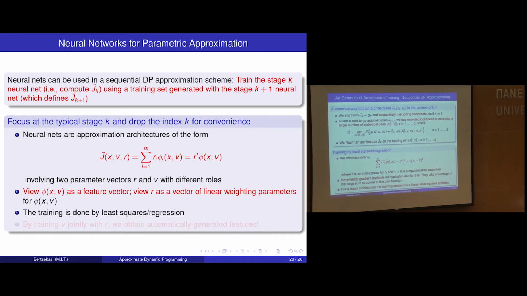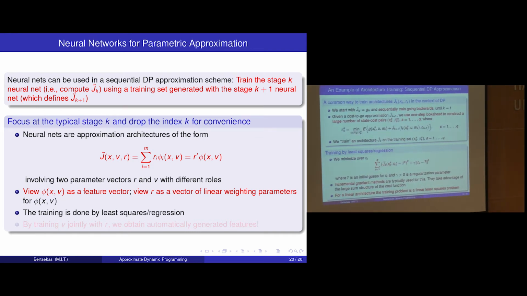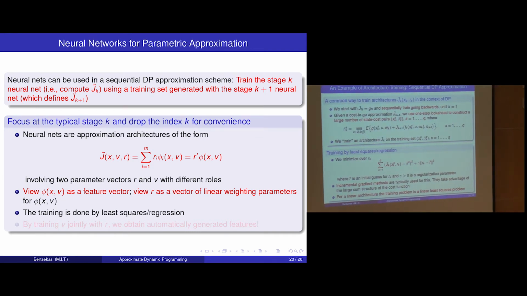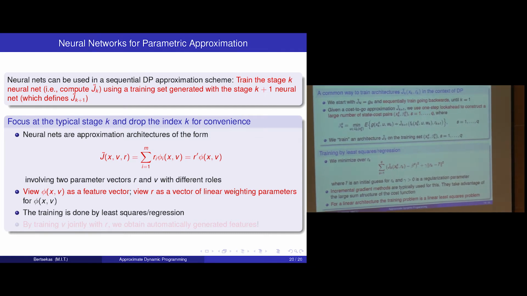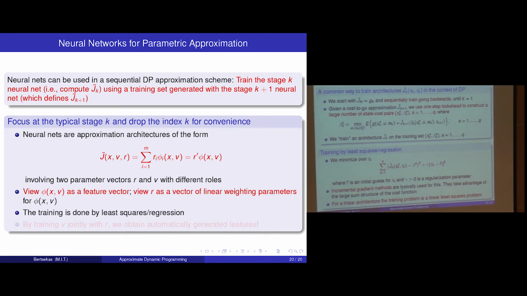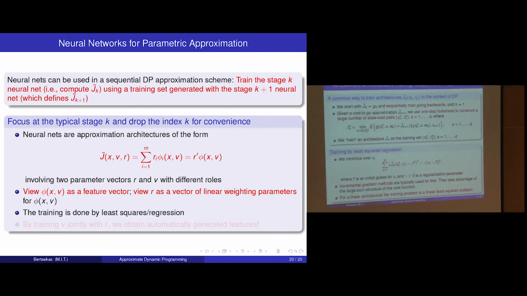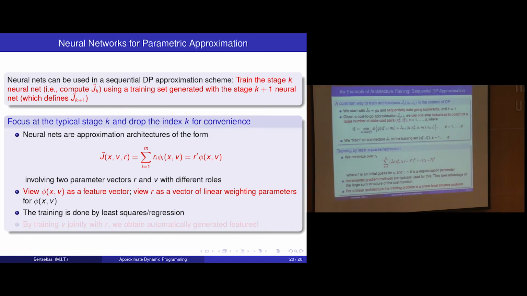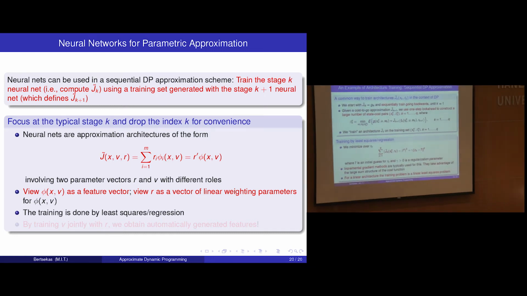However, there's a version of this backwards training technique that can use a simulator. Okay? This is the Q-learning technique that we're going to discuss tomorrow. So one of the first things we're going to discuss tomorrow is a version of this training technique that uses a simulator instead of an expectation.